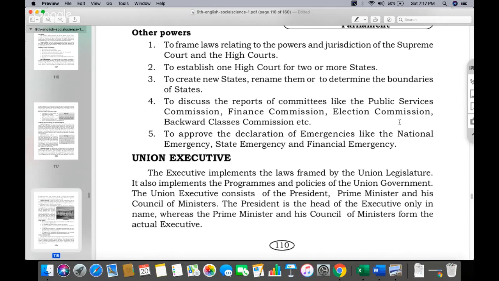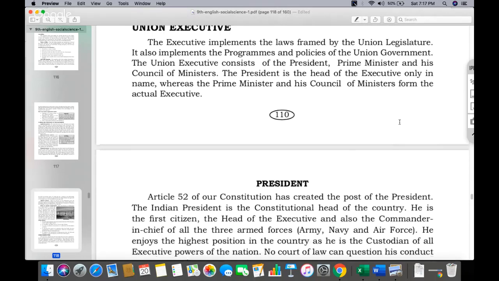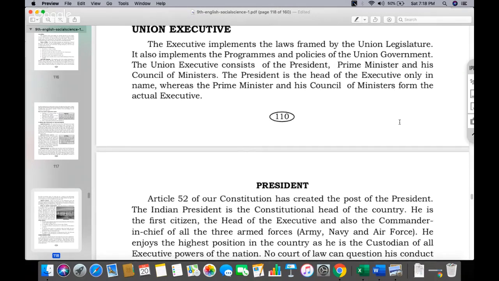So next is union executive. What is union executive? We have already discussed it. Executive is Prime Minister plus Council of Ministers. So they implement law framed by union legislature, and they also form different policies and try to implement them across the country. Union executive consists of President, Prime Minister, and Council of Ministers.